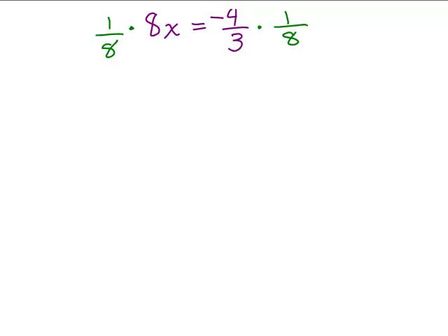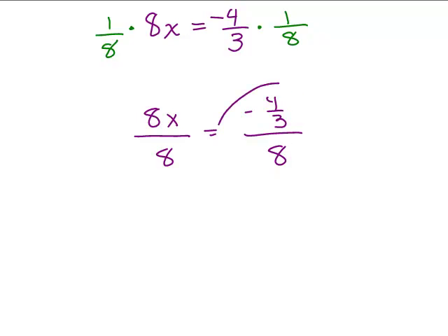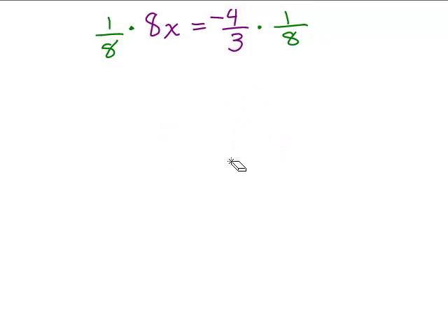Now you could have, of course, put 8x, then divide by 8, and over here you'd have negative 4/3 divided by 8, but then you have this complicated fraction to deal with, which is okay, but it's easier to begin by just multiplying by the reciprocal. Anytime there's a fraction, it's usually easier to do it this way.